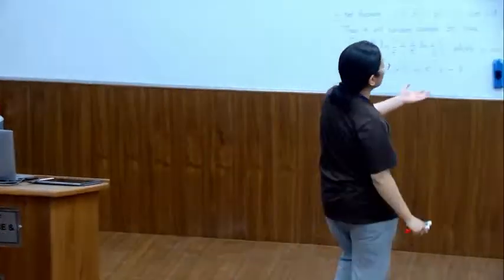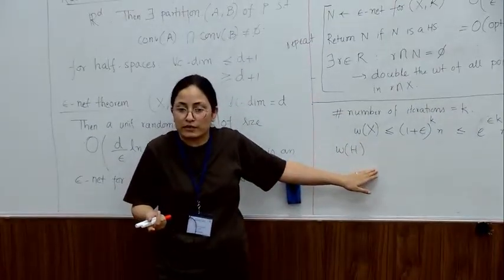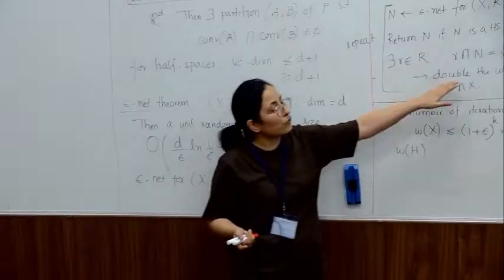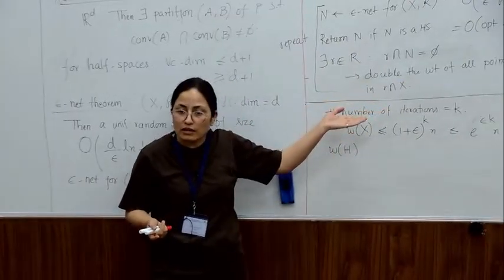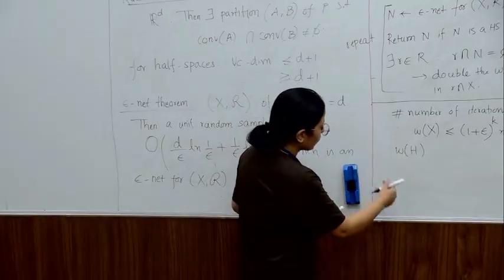But why is it guaranteed that in every iteration at least one point in set H will have its weight doubled? Because H must contain at least one point in R, right? H is a hitting set for the entire range space. So when we are doubling the weights of all the points in the set R, at least one point in H must have its weight doubled.